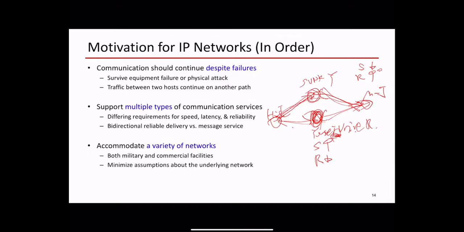Bidirectional reliable delivery, a message system, and accommodate a variety of methods. So both military and commercial facilities, and minimize the assumptions about the underlying network. So that's the motivation of the network. If something bad happens, there must be a second option. And I should take care of the variety of applications, and whether something bad or good happens, I should always have second options. So it should work in the military, meaning if something happens seriously, some devices have priority, and I should keep them on with more chances. Okay.